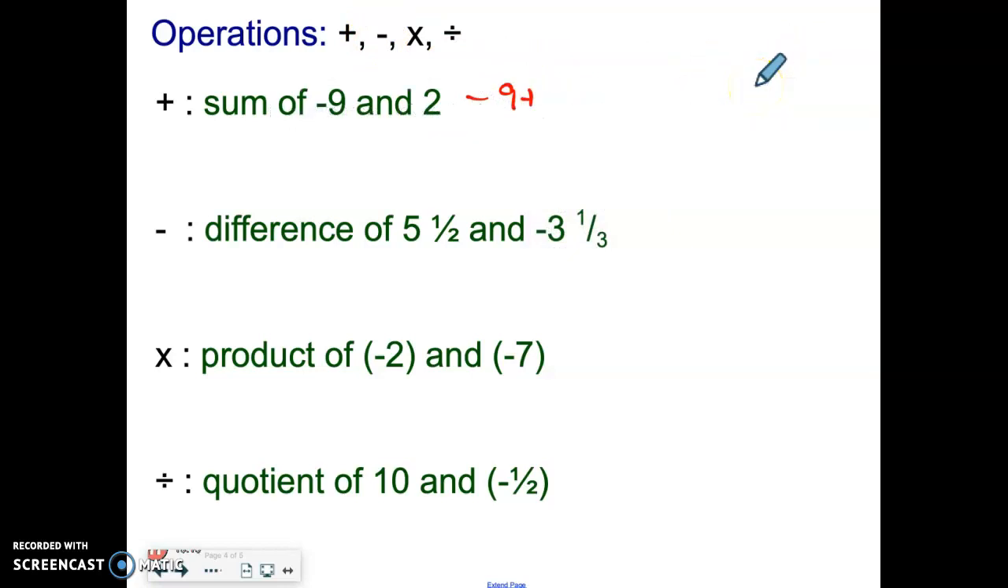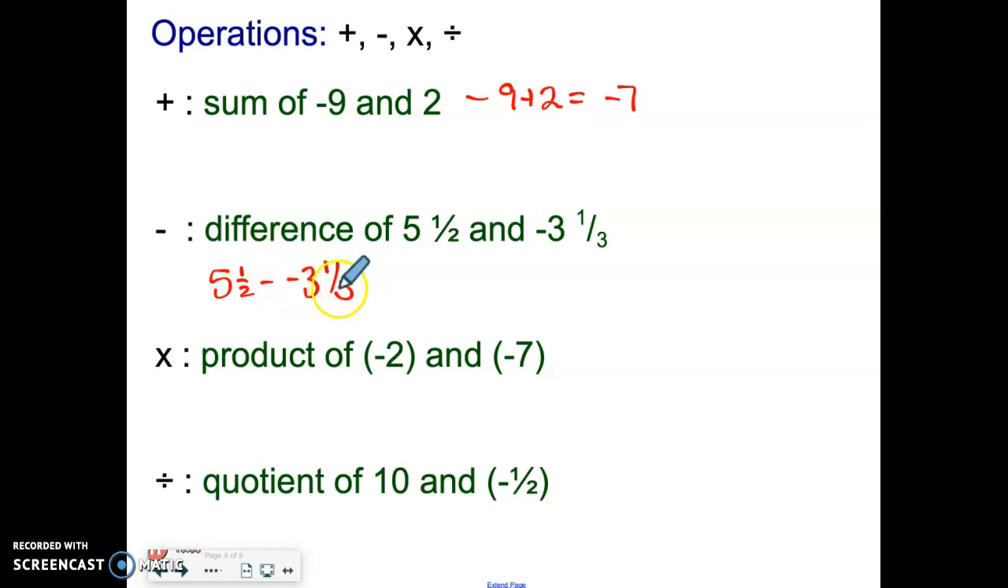Negative 9 plus 2 is negative 7. Difference. Difference is subtracting. Here I've got fractions I'm subtracting: 5 1/2 minus negative 3 1/3.